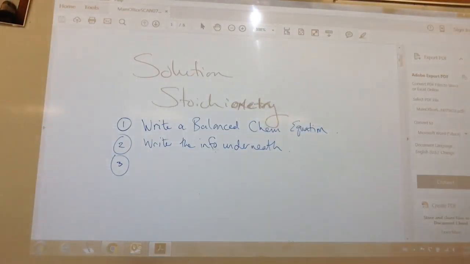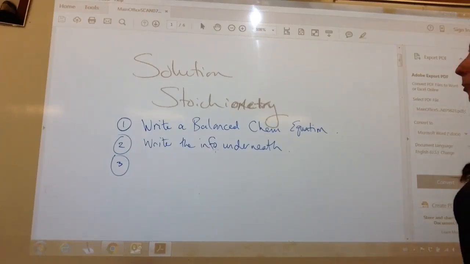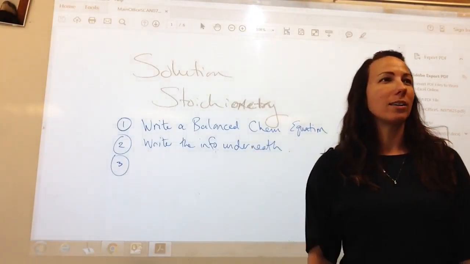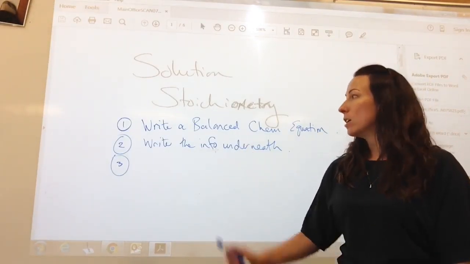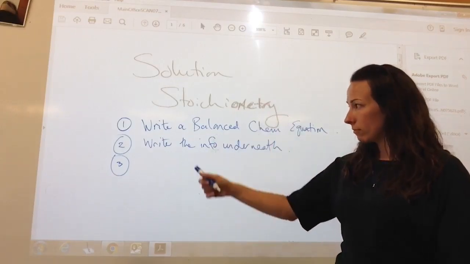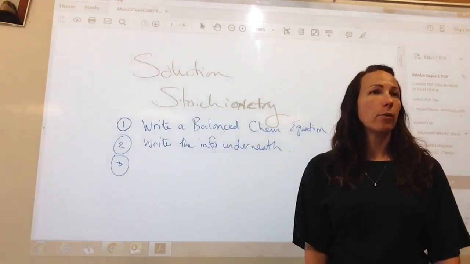The easiest thing when you're writing things from the board is probably not to read the board, but rather to listen to the teacher and write what you hear. You'll be faster. Plus, when you've got handwriting like mine, you can also then not have to read it if you're just writing what I said. So write a balanced chemical equation. And 2, write the info underneath.